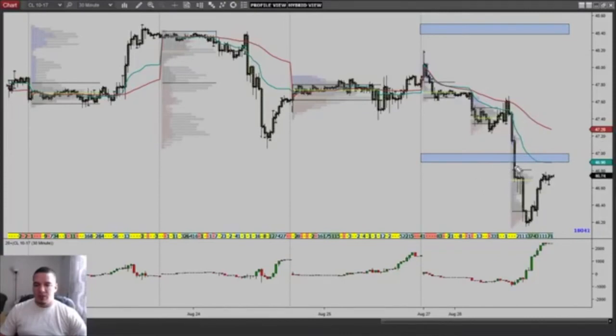Didn't take it. The one I took was here, 3 contracts. After locating value, we figured 47 to 46.90 was the area to start buying. I got long all 3 contracts, and it's important to have the right amount of contracts plus a risk level that you're comfortable with, right? So I was comfortable with 30 ticks of loss, and that was hit here in crude oil. So stopped out for 30 ticks, but a lesson well learned.